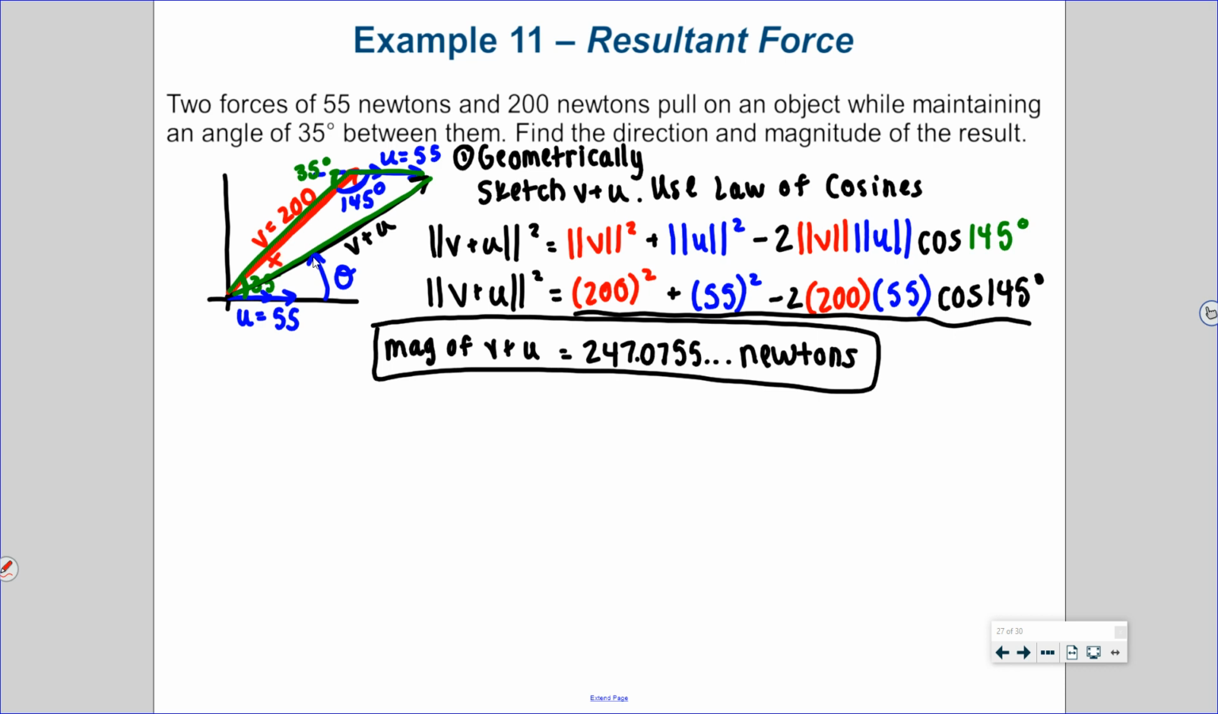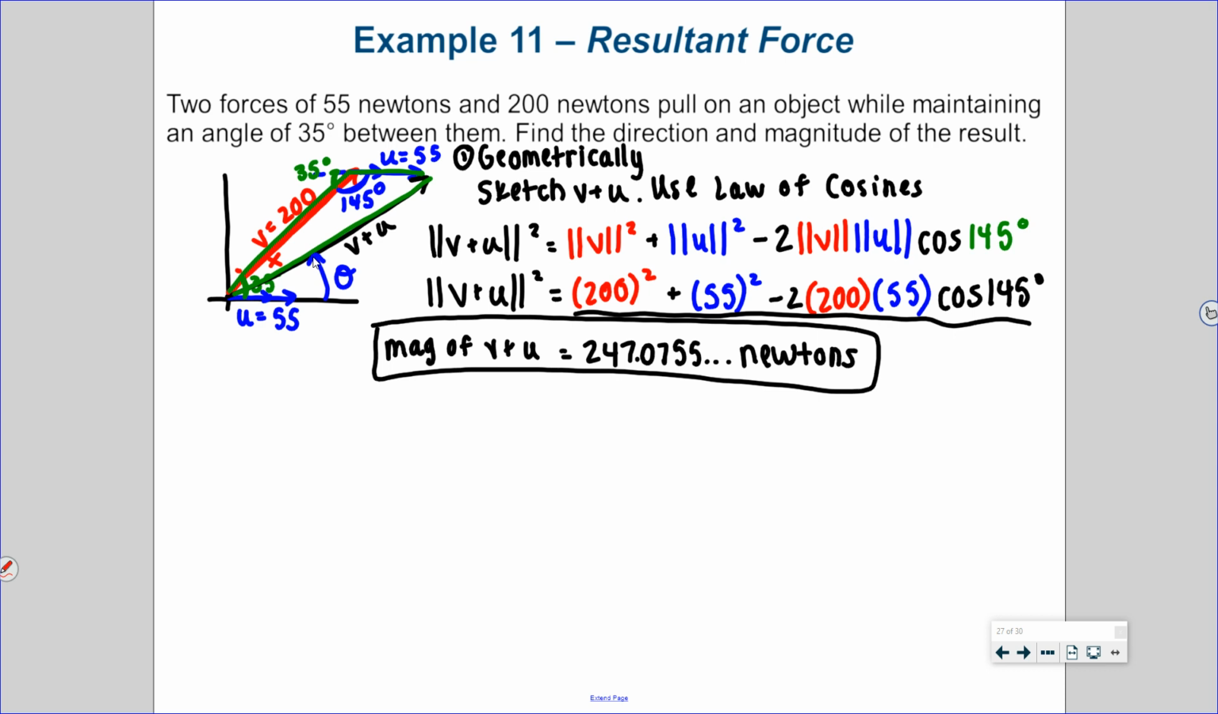And now I can use law of sines because now I know what this side length is and its opposite angle ratio. And then I can use this one. So I have to find that, and then I could just take 35 minus that little angle to get the direction angle. Everybody see that? Because that's what the direction angle is. It's this one, not the angle between any of these, the direction angle from the positive x-axis to where the vector ends up.